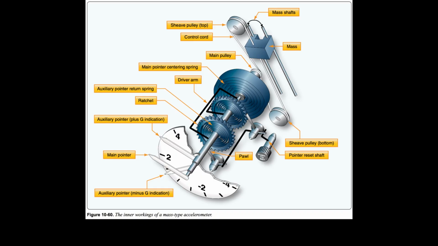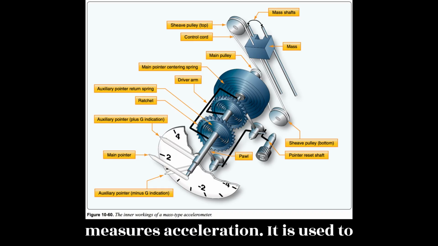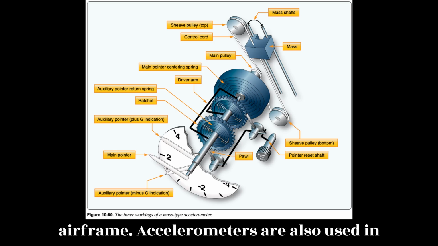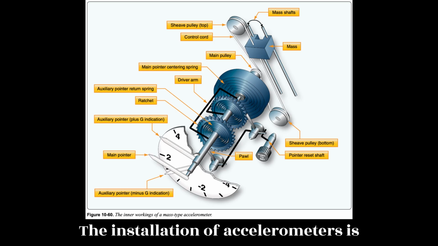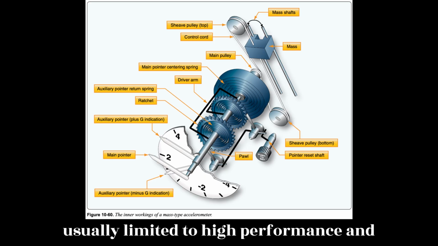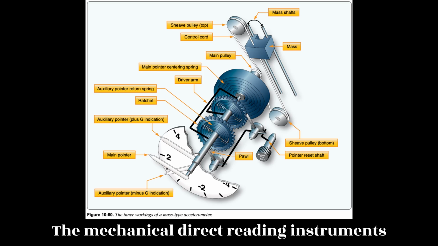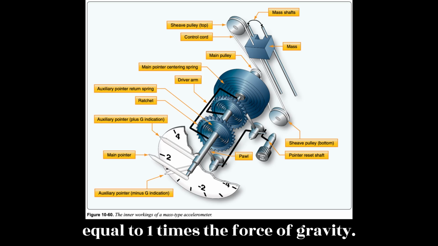Accelerometers. An accelerometer is an instrument that measures acceleration. It is used to monitor the forces acting upon an airframe. Accelerometers are also used in inertial reference navigation systems. The installation of accelerometers is usually limited to high-performance and aerobatic aircraft. Simple accelerometers are mechanical, direct reading instruments calibrated to indicate force in Gs.